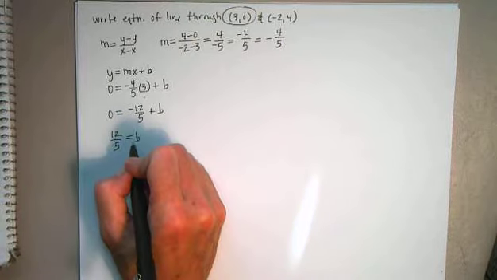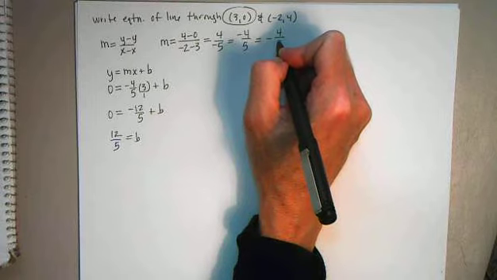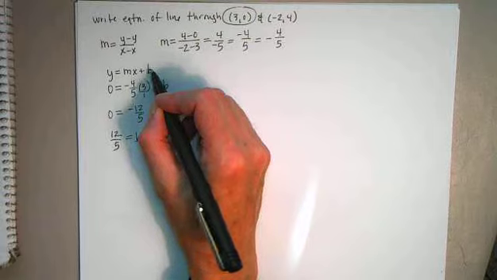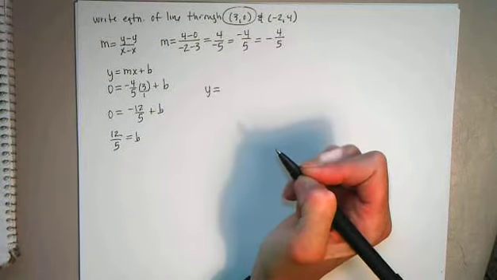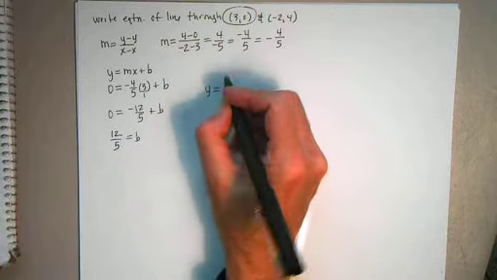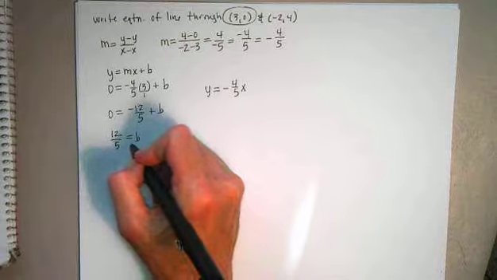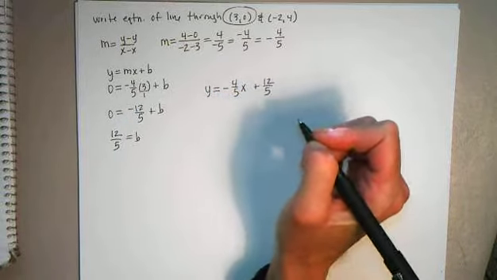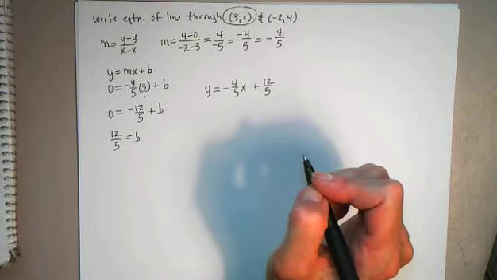I now have b, and I found m. So I have m right here, and I have b right here, so I can plug it into my formula right here. So I have y, remember that you want y and x to stay y and x. Y equals my slope, negative 4/5, x stays x, and then I plug in b, plus 12/5. Okay? Alright, let's try another one.